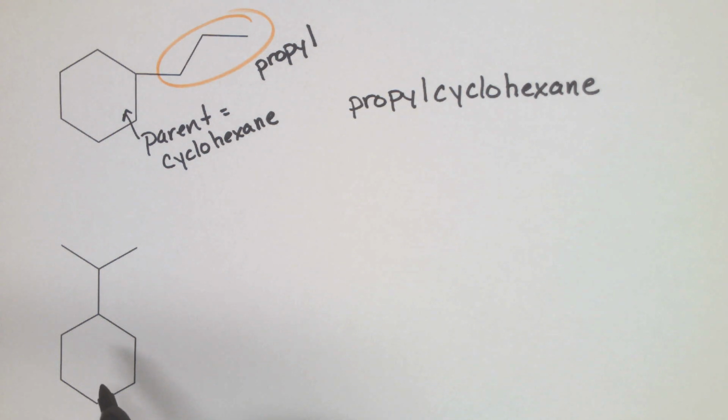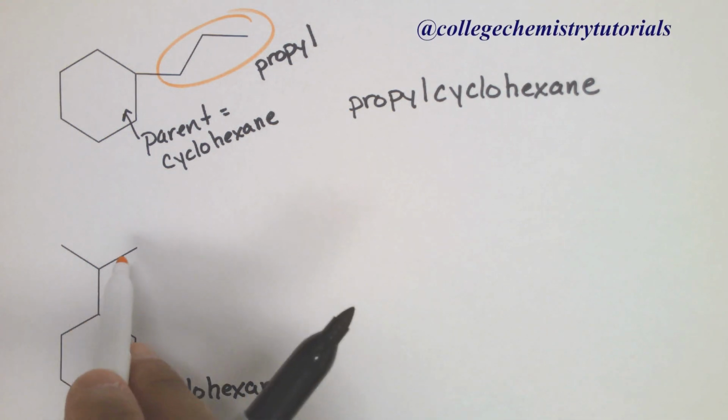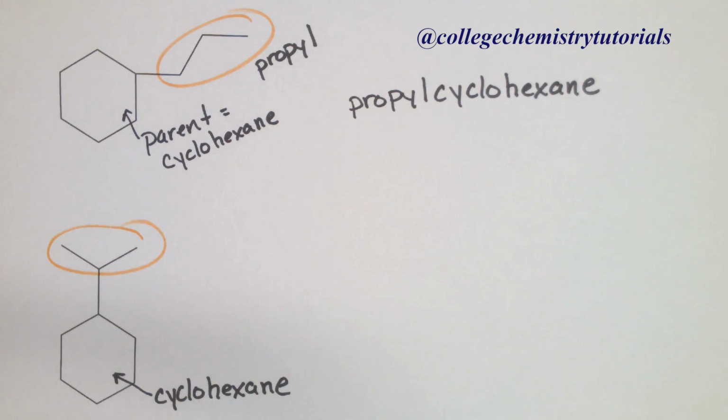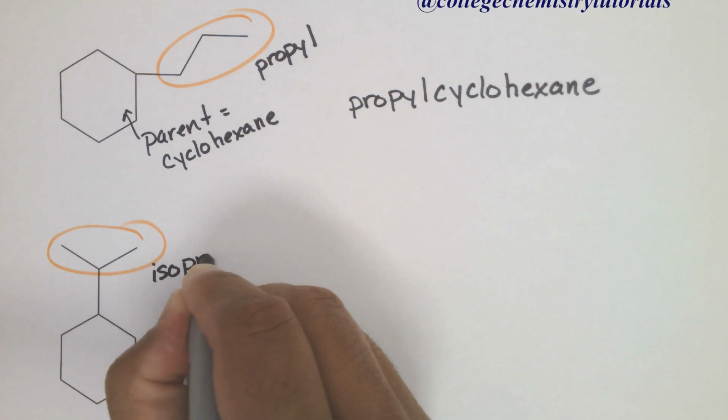Let's look at the second example. Again, we have a 6-carbon ring. So the parent here is cyclohexane. And branching off of the ring, we have the smaller 3-carbon chain. Notice that the ring is bonded to the center of the 3 carbons. So this is the alkyl group isopropyl.